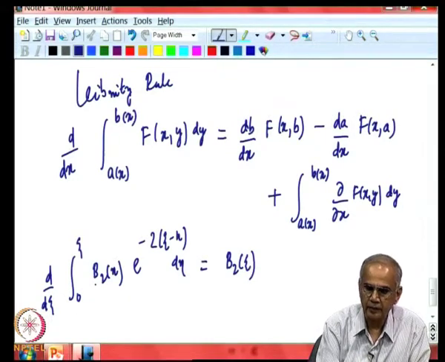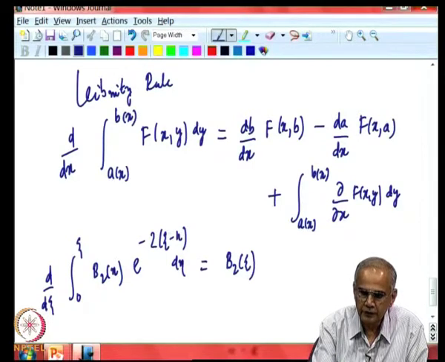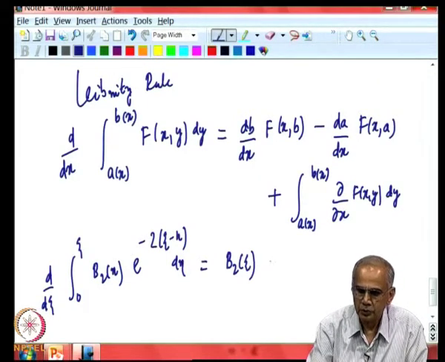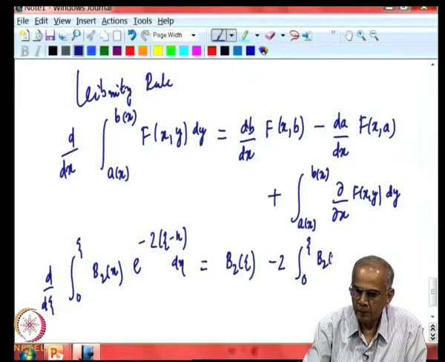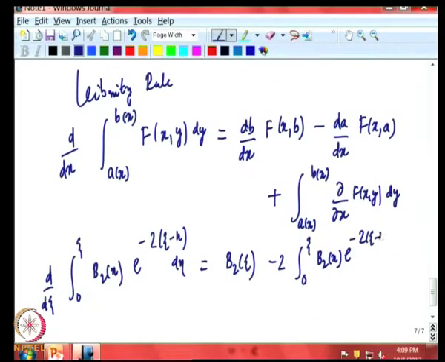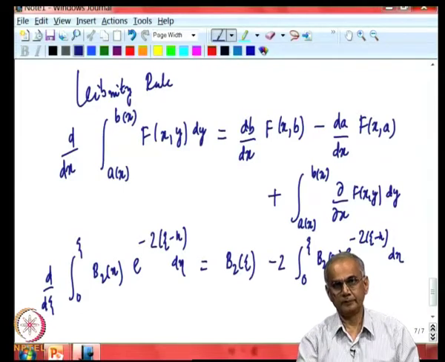Then you take the integral inside, then this differentiation comes in, gives you minus 2. So, it is minus 2 into integral 0 to psi b2 of eta e to the power minus 2 psi minus eta d eta. So, we have done the differentiation. Similarly, we have to do the differentiation for the other function that is there, where the lower limit is a function of psi. Now, we do this twice.